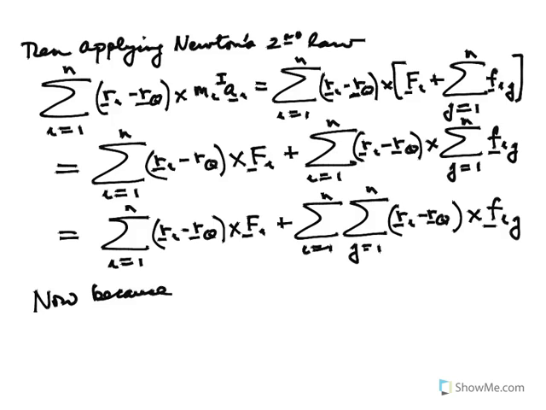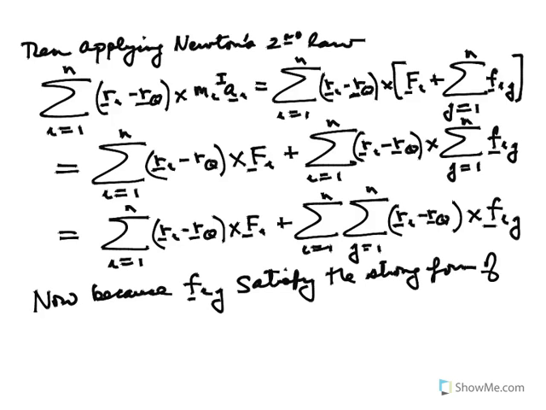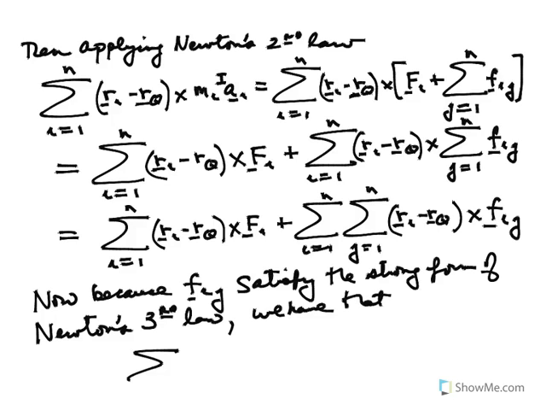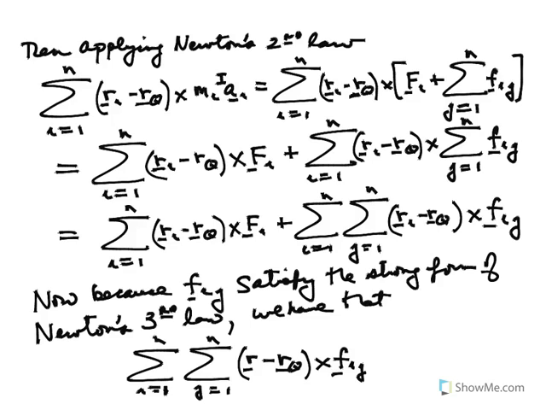Now, because Fij satisfy the strong form of Newton's third law, we have that the double sum from i equals 1 to n, the sum from j equals 1 to n of (Ri minus Rq) crossed with Fij is equal to 0.